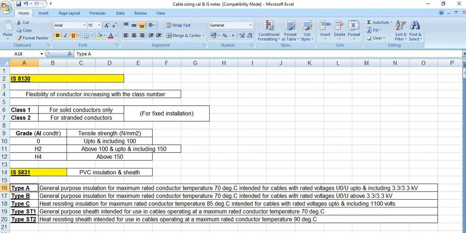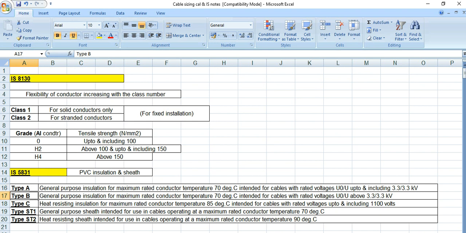You can see this type in the cable dataset. If the type is mentioned as type B, that means this is also general purpose insulation for maximum rated conductor temperature of 70 degrees centigrade. But this time the voltage level is above 3.3 by 3.3 kV. This is the only difference between type A and type B.